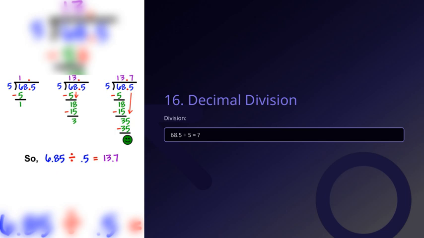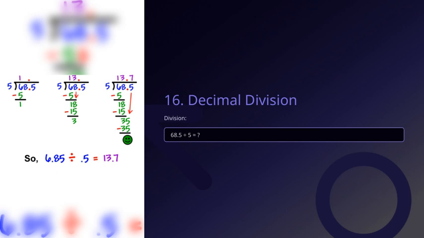We ask ourselves, how many times does 5 go into 68.5? To make this easier, we can think of 68.5 as 685 tenths. Alternatively, we could multiply both the dividend and divisor by 10 to shift the decimal point to the right. That transforms our problem into dividing 685 by 50, which makes the process more straightforward.